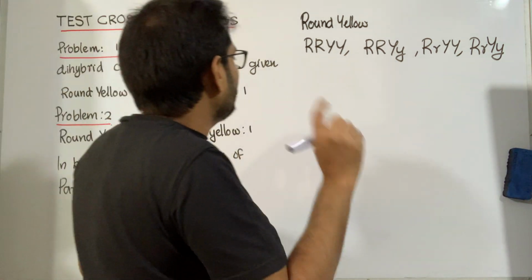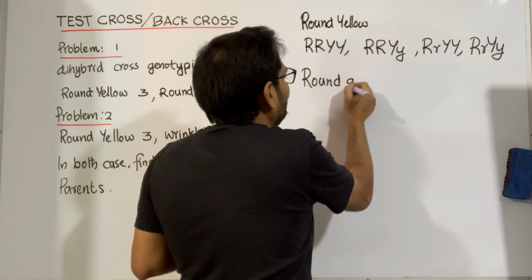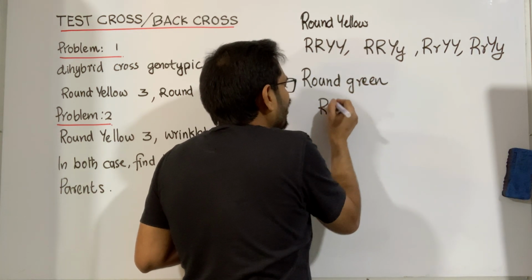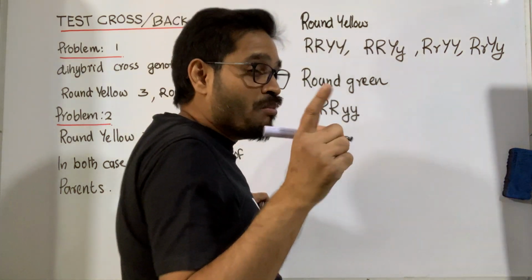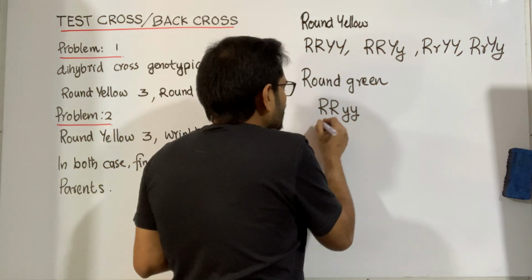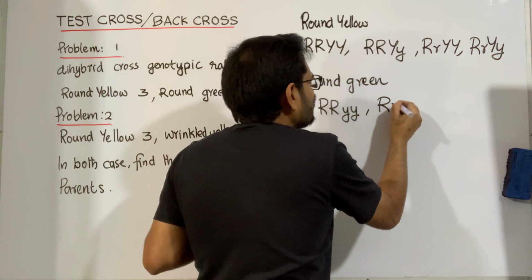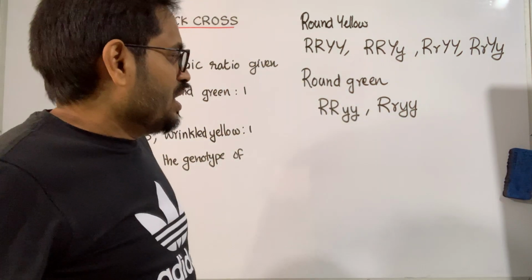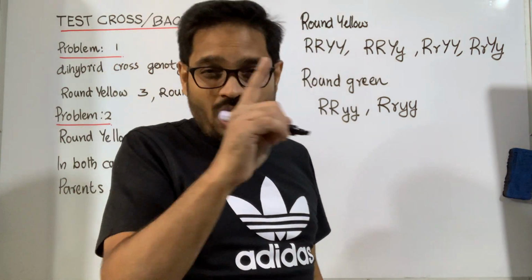Now we have a round green. So let's go for that. There is the clue for us. Here we go, guys. Round green can be capital R, capital R, small y, small y, where small y is a must because it is green. Or we have one more choice. It can be capital R, small r, small y, small y. So now the ratio is specifying 3:1.